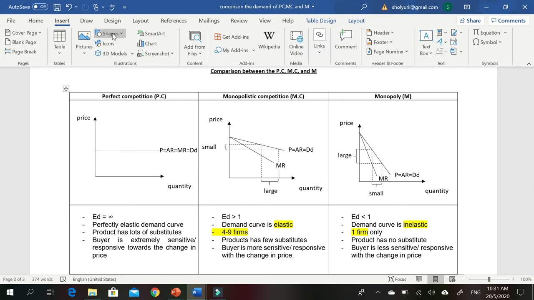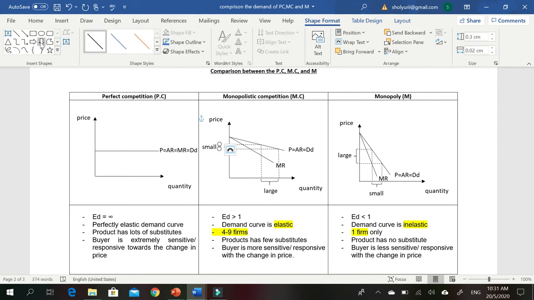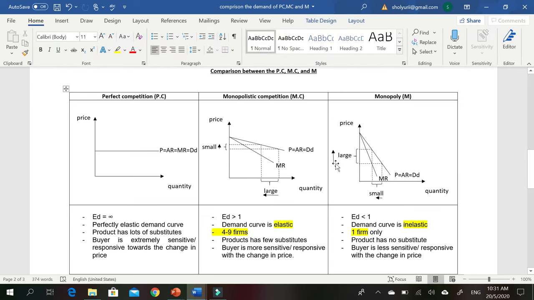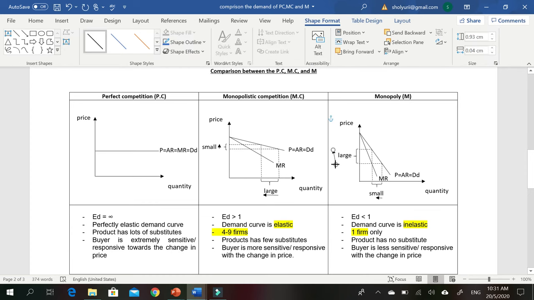Okay. So, kalau I put error kan, harga naik sikit je, kuantiti demand akan turun dengan banyak. While for this one, harga naik dengan large, kuantiti demand akan turun dengan small. Okay. Nak mengadjust mana satu hal pula. So, okay lah. Tak apalah. As long as you faham.